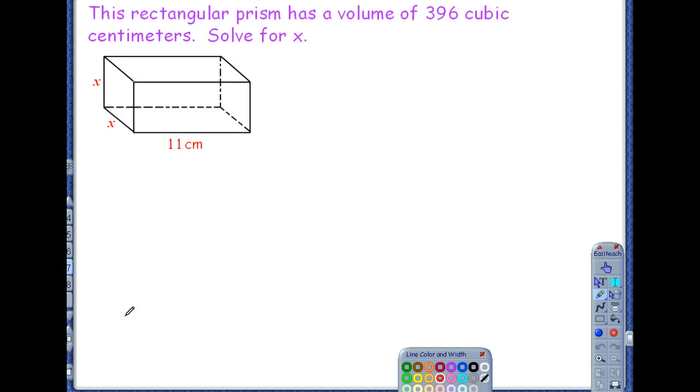All right, this next one says, this rectangular prism has a volume of 396 cubic centimeters. Solve for x. Now, here's the deal. I see it's a rectangular prism. So we know the formula. And I see something about volume. Now, volume of any prism is? Area of the base times the height. Now, because it's a rectangular prism, we could also use length times width times height. It's just kind of up to you.